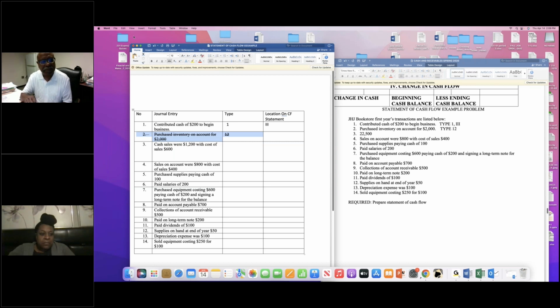Okay, how are we coming? What do we do with number 3? What's our type? Is it a type 6 for number 3, a cash sale, or is it a type 2? Type 2. So we don't worry about this part because cash wasn't involved. So we're going to take the 1200 and what are we going to do?